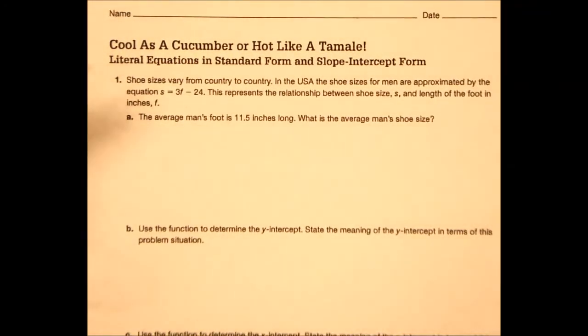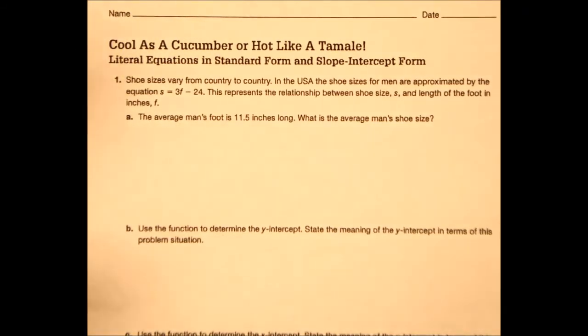It starts with: shoe sizes vary from country to country. In the USA, the shoe sizes for men are approximated by the equation S = 3F - 24. This represents a relationship between shoe size, S, and the length of the foot in inches, F. The average man's foot is 11.5 inches long. What is the average man's shoe size?